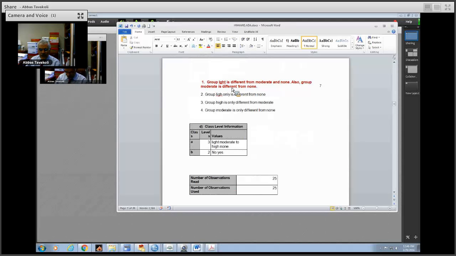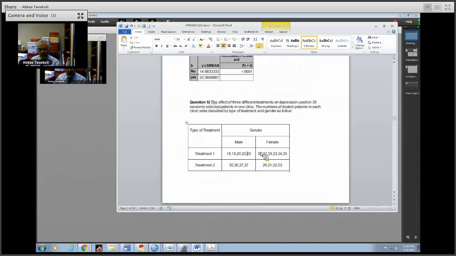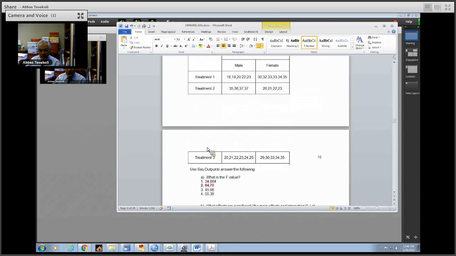So again, group light here is different from moderate and none, and also group moderate is different from none. So that's the conclusion you wanted to make for this assignment.